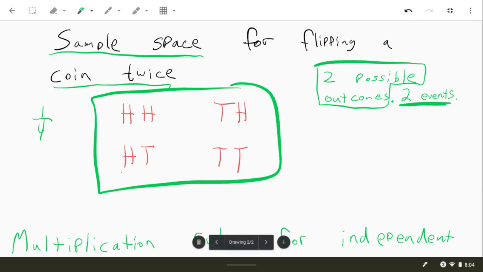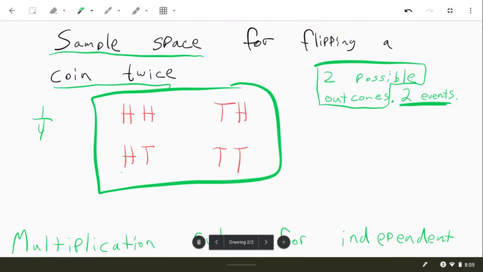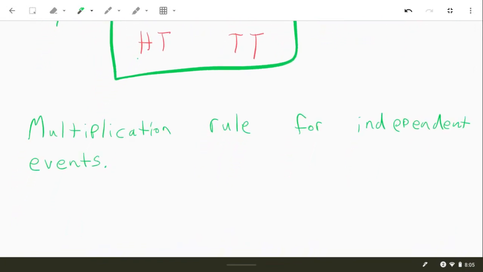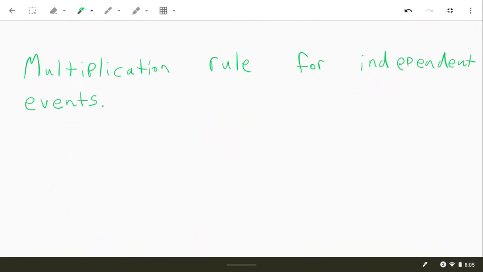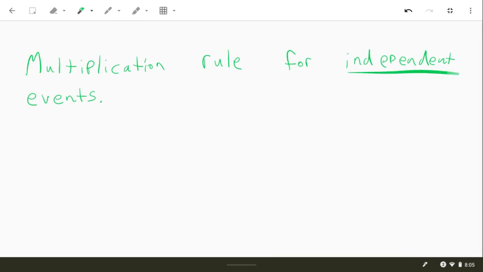But the same question could be asked for much larger ones. Let's say you're flipping the coin 30 times and you want to figure it out, right? Obviously there's a pattern here. You could probably figure it out like that, but there's a better way to answer questions like this, right? And it has to do with this multiplication rule for independent events. And independent events just means that the probabilities are completely unrelated.